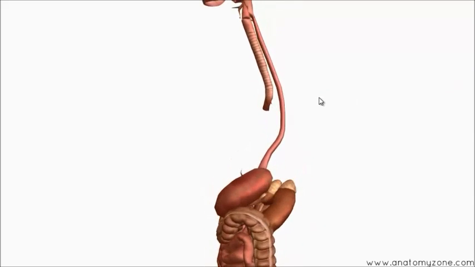So the muscular wall of the esophagus contracts in waves, which is called peristalsis, and this propels the bolus of food from the laryngopharynx down the esophagus into the stomach.